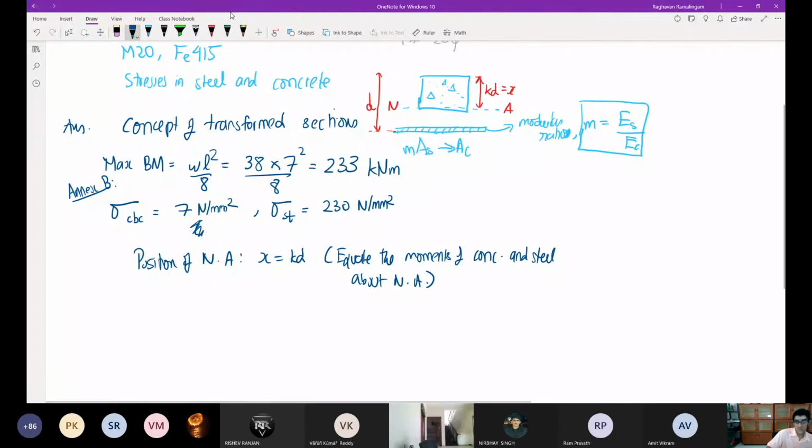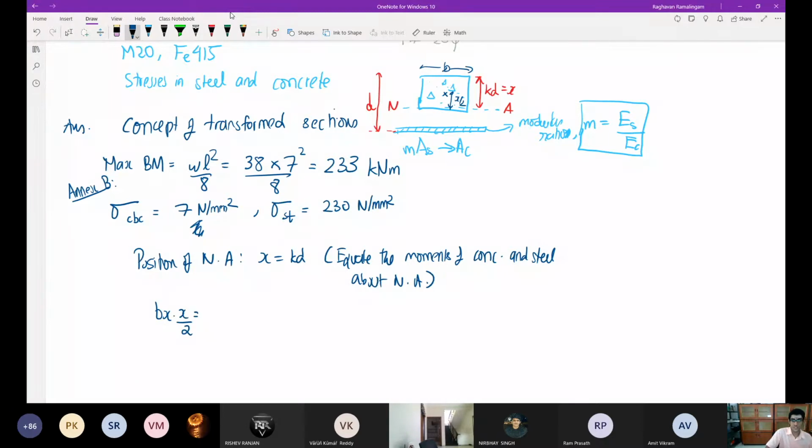So how do you do this? This dashed line is the position of the neutral axis. This is B, and this depth is x. So the area of this concrete is bx, and from the neutral axis to its centroid is x by 2. So you say bx into x by 2.